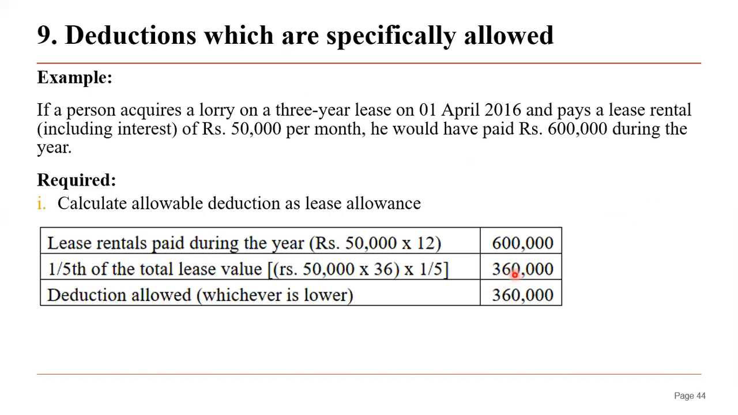Here, the allowable deduction allowed, whichever is lower, is 360. Because it is the lower amount, we can claim it as the lease rental, the lease allowance. We call it lease allowance. Then the previous law we calculate like this.